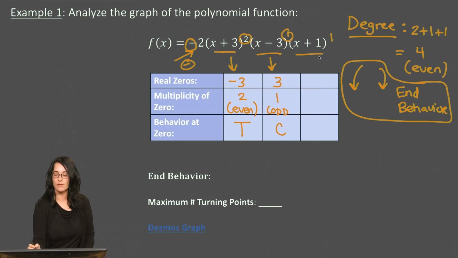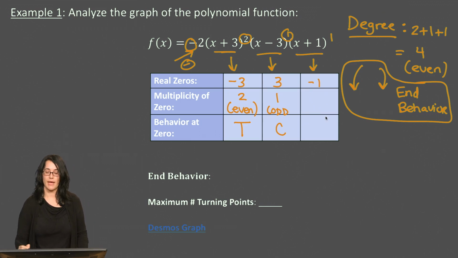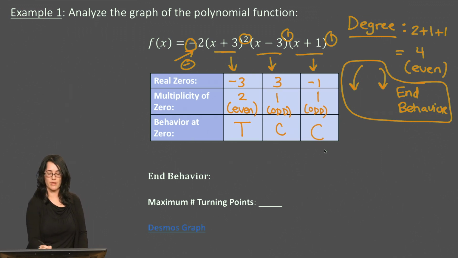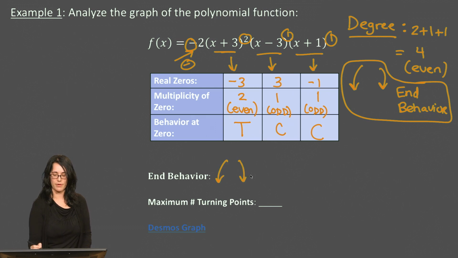X plus 1, its factor, if you were to set it equal to 0, would give you x equaling -1. Again, its multiplicity or power is 1, which is odd. So again, we cross. So we've already mentioned the end behavior. We have that part done.